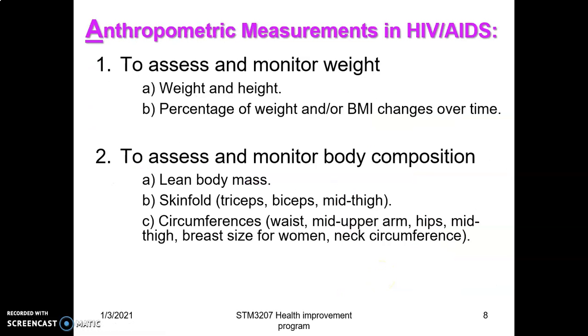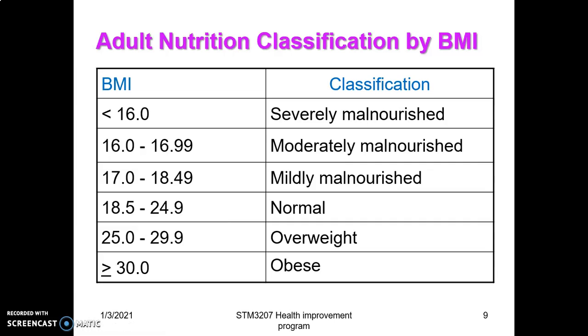So when we do anthropometric measurement, first we assess and monitor weight. Number 2, assess and monitor body composition as well. Look at the skin fold, tricep, bicep, neck circumference, and also their body mass. So their BMI classification is not really the same as the WHO one that we use for our normal BMI classification. So for them, they have a different BMI classification. You have to remember this.